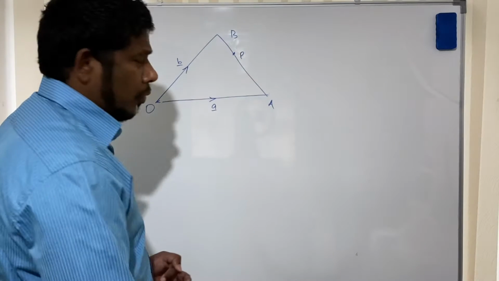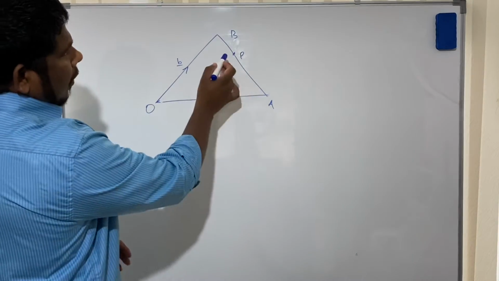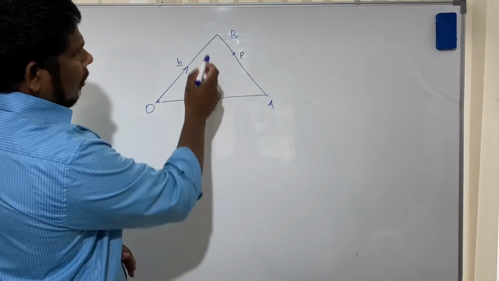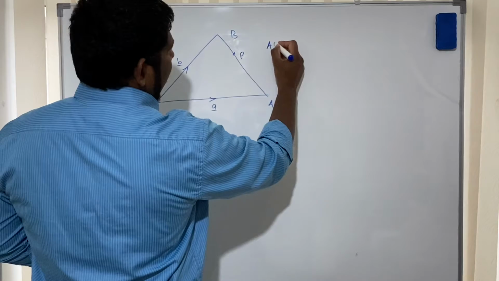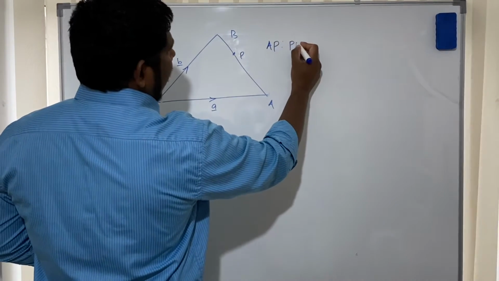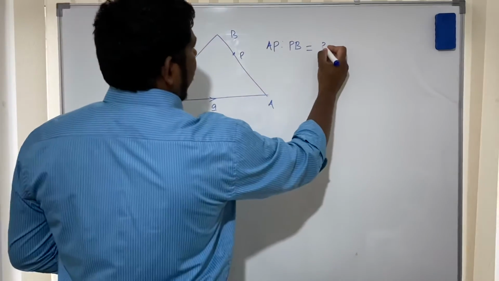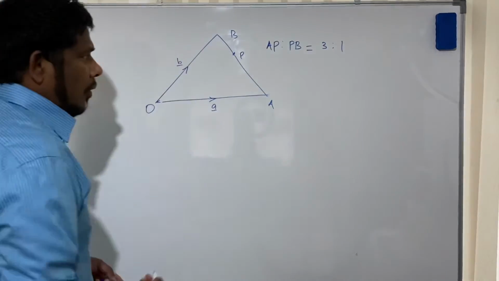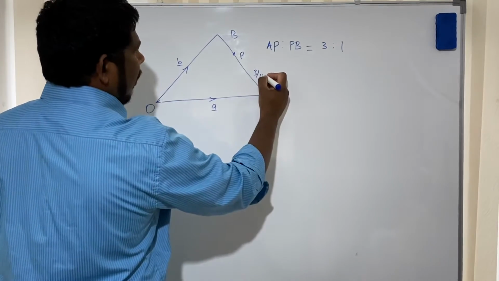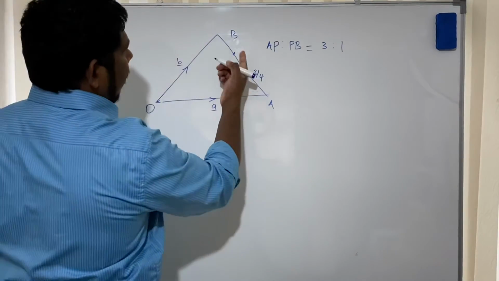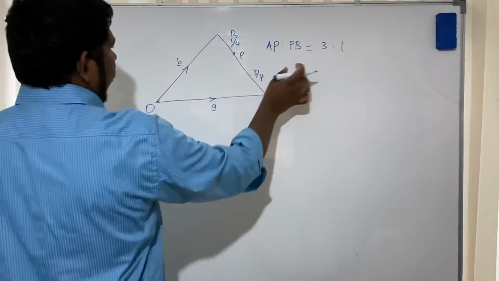So now we can move to the second question. OAB is a triangle, and there's a point P on the line AB. The ratio AP to PB is 3 to 1. In other words, AP is 3/4 of AB and PB is 1/4 of AB because of this ratio.